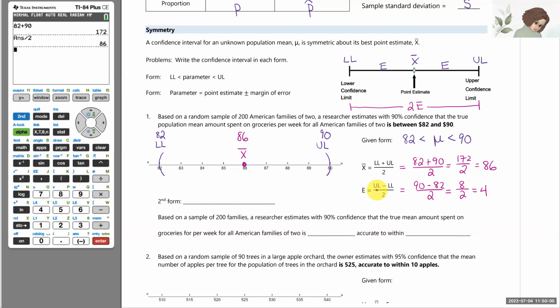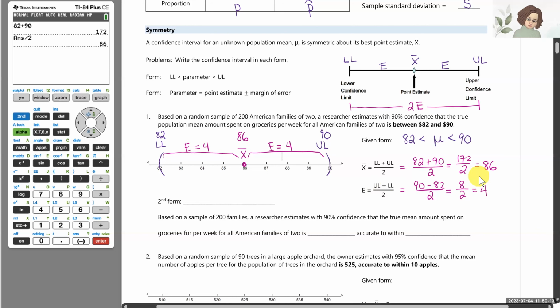So on my picture here, I'm just going to write it here. So E, that is 4, and that distance is 4. All right, now the formula works just fine, but I also just want to point out there would have been another way to find that value. So if we know that the point estimate is 86 and the upper limit is 90, 90 minus 86 is indeed 4. And 86 minus 82 is indeed 4. So different ways to find the value, and then we're ready to write the second form.